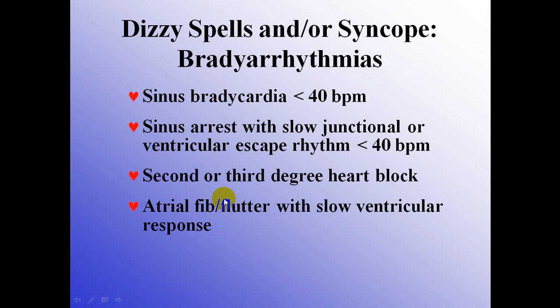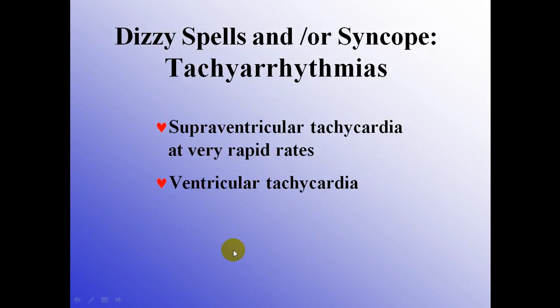Spells and or syncope in a patient may be due to arrhythmia, due to bradyarrhythmias: sinus bradyarrhythmia less than 40, sinus arrest with slow junctional or ventricular escape less than 40, second or third degree heart block. They might also present with atrial fibrillation or flutter with slow ventricular response and rapid. Spells and syncope can also be produced by tachyarrhythmia: supraventricular tachycardia, a very rapid rate, and ventricular tachycardia.